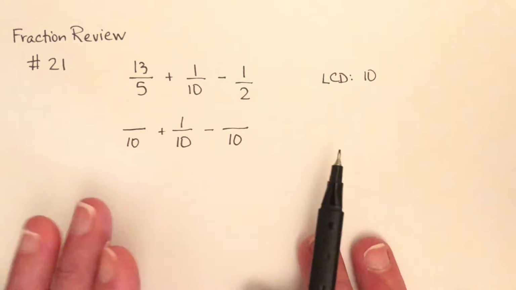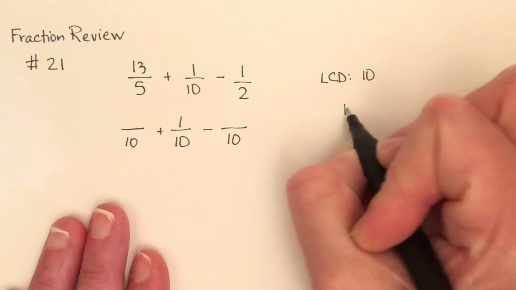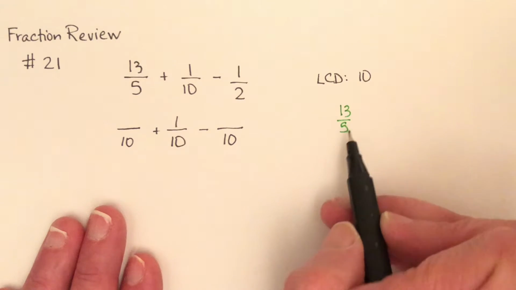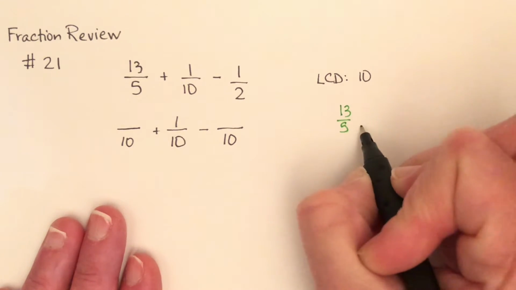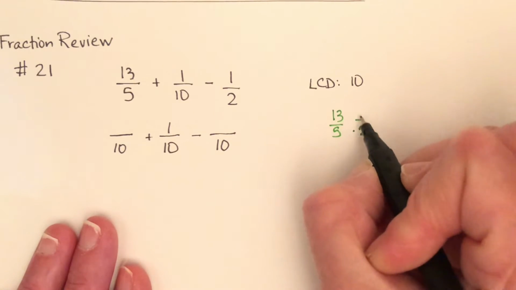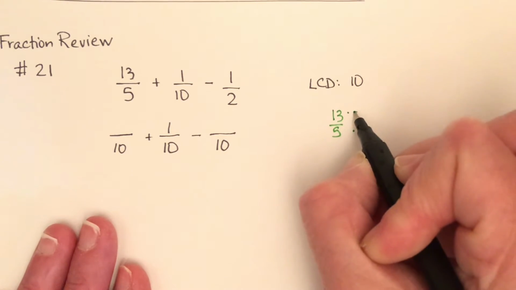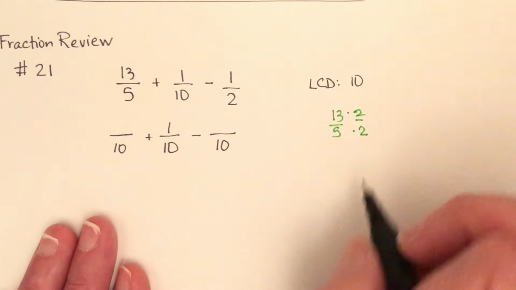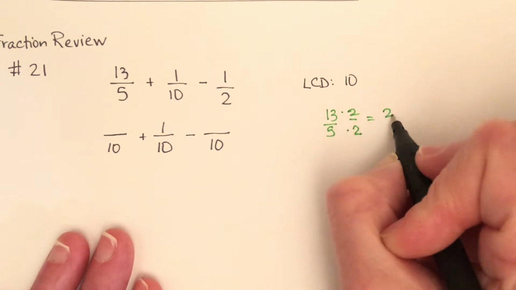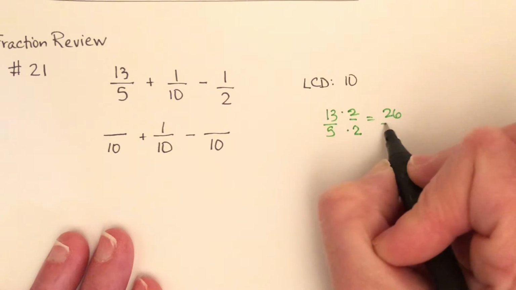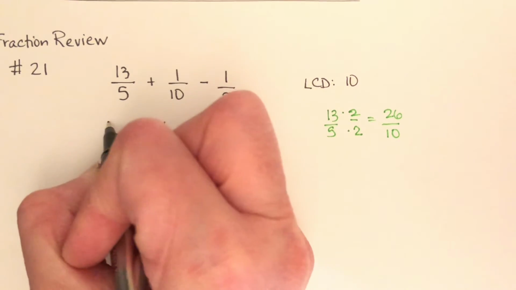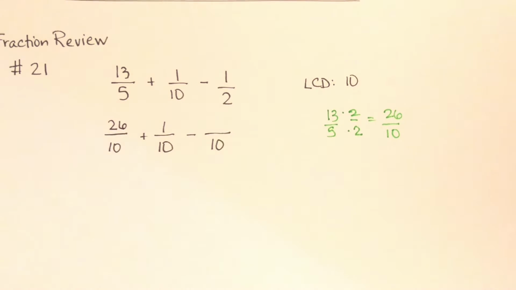Now I'm going to come over to scratch paper here and do 13 over 5. If I want to convert this into something over 10, I'm going to need to multiply that 5 by a 2. And if I multiply the bottom by a 2, I need to multiply the top by a 2 as well. So when I multiply straight across, 13 times 2 is 26, 5 times 2 is 10. So this is the same thing as 26 over 10.